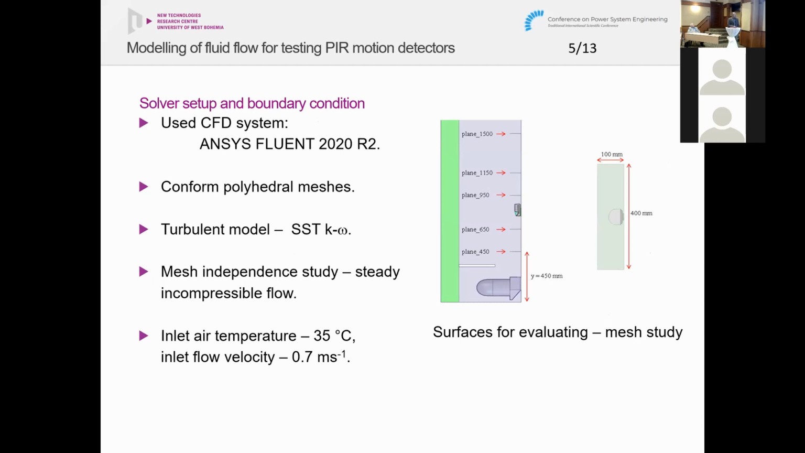Firstly, a mesh-independent study was made for steady incompressible flow. The CFD system used was ANSYS Fluent, and the turbulence model chosen was the industrial standard k-omega SST model. The inlet air temperature was 35 degrees and the inlet flow velocity 0.5 meters per second. Here you can see the picture with surfaces for evaluating the results for the mesh study and also for the simulations.